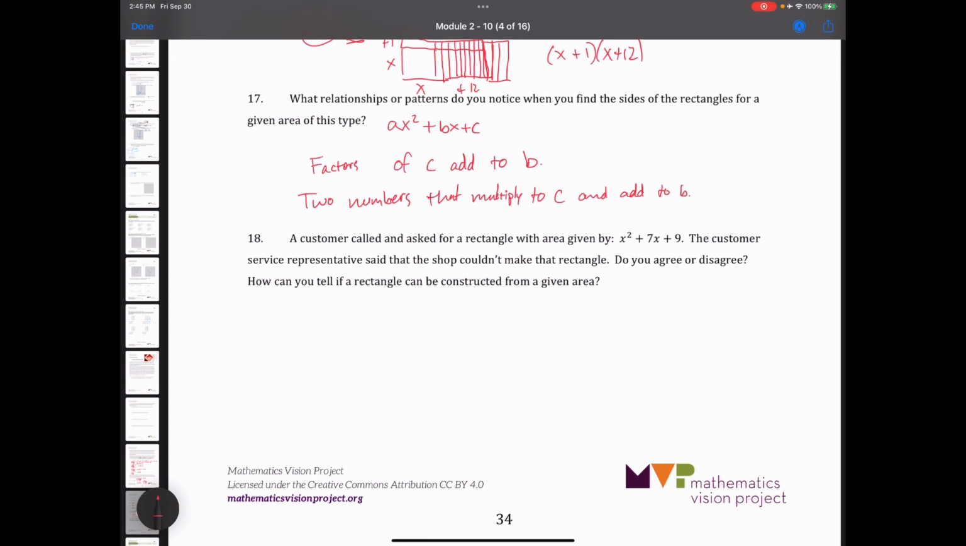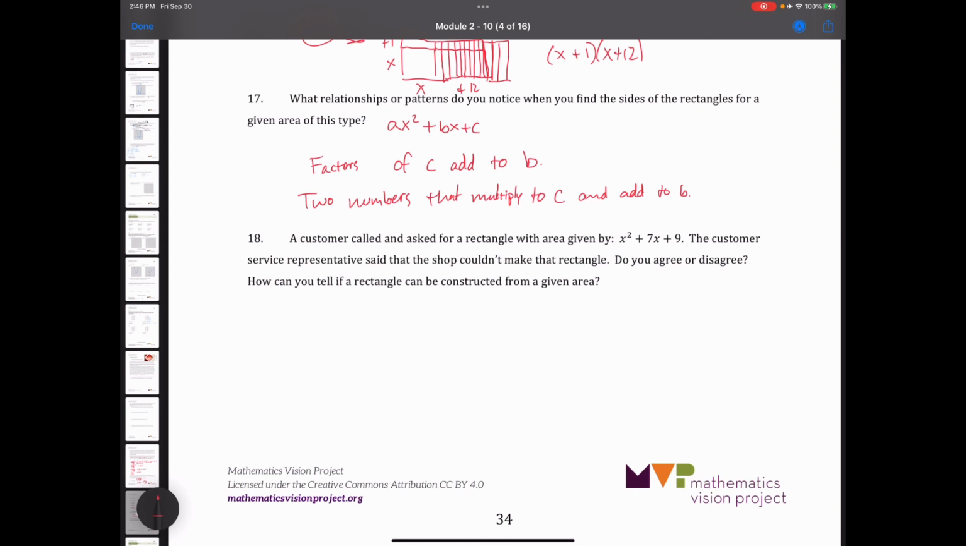Those are different options. Now a customer called and asked for a rectangle with the area given by x squared plus 7x plus 9. And they are asking if we could factor that. Now the service representative said they could not make that rectangle. Now do you agree or disagree? I want you to try this for about a minute or two and discuss with your classmates real fast, and then come back to this video and see the answer. See if you are correct in your hypothesis.